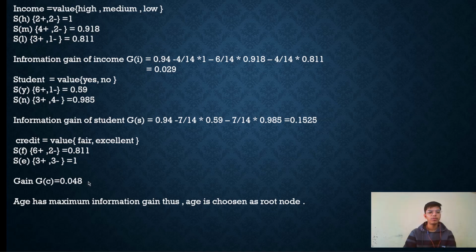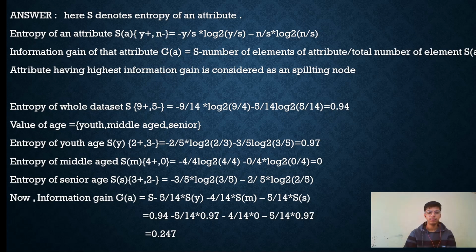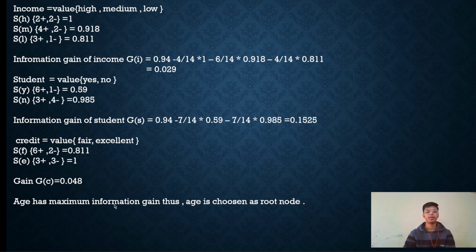So here, if you notice, the information gain of the age attribute is the highest. That means age has maximum information gain, so age is chosen as the root node.